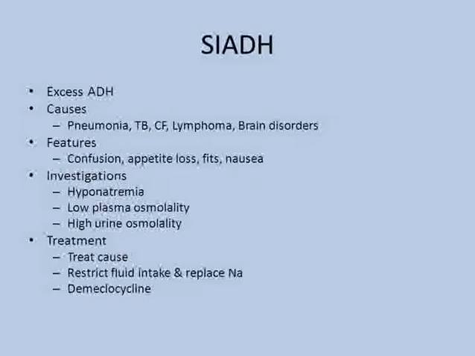When investigating this individual, you'll find that the individual will have a low sodium level, a low plasma osmolality, and a high urine osmolality, because they would be producing a very concentrated urine sample. Treatment includes treating the cause, restricting fluid intake and replacing the sodium, and in some cases you may give demeclocycline, and this inhibits ADH.